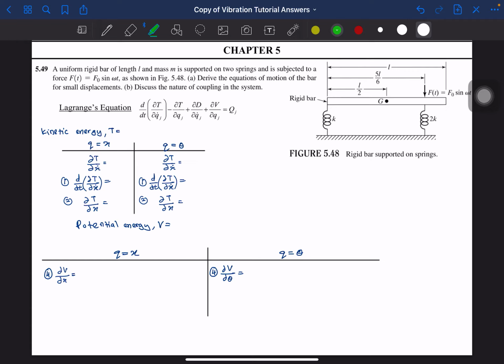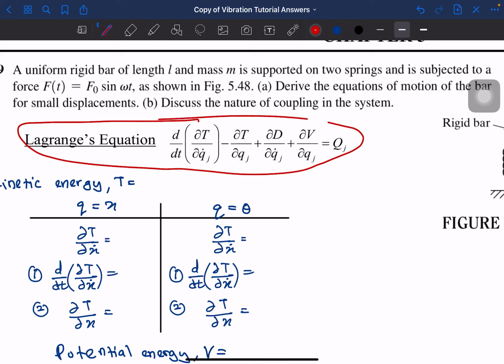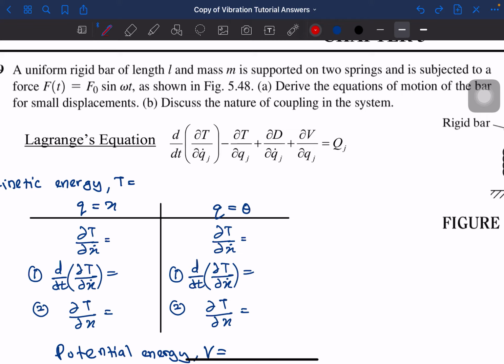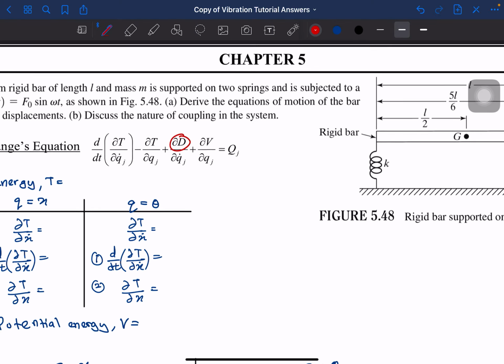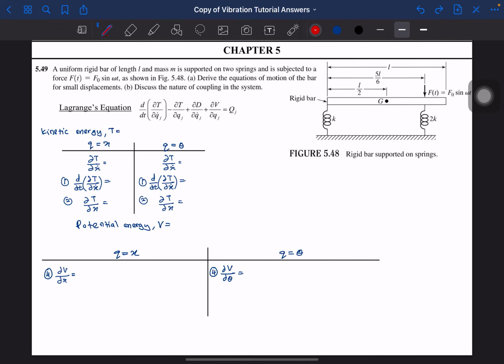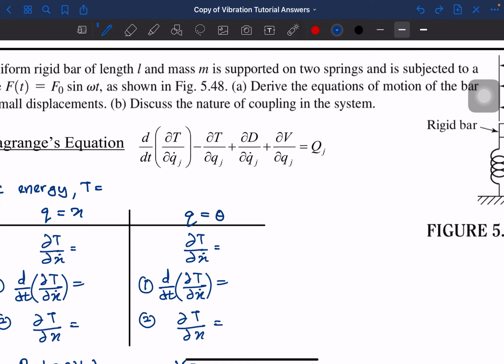So for the Lagrange equation, this is the equation that I get, or you also can get this from your formula sheet. This is your Lagrange equation, where T is kinetic energy, V is potential energy, and D is dissipation, which is basically the damper. If you have a damper in your system, you'll have this term. But for 5.49, like we've done just now, we don't have any C, don't have any damper at all, so there will be no D for this question. So I'm just gonna put over here, this is number 1, this is number 2, this is number 3, and this is number 4. So for number 3, we don't have damper.